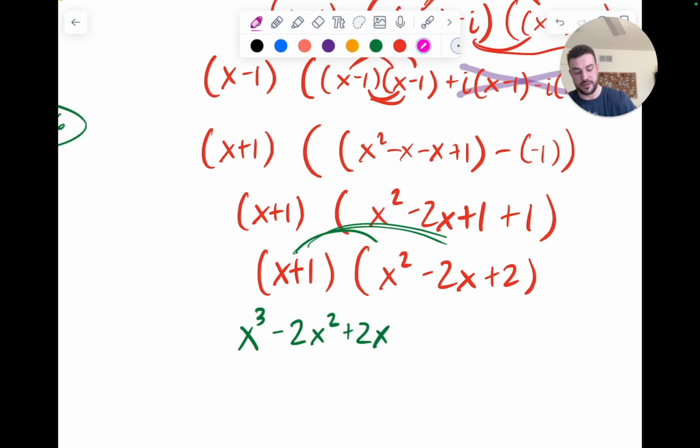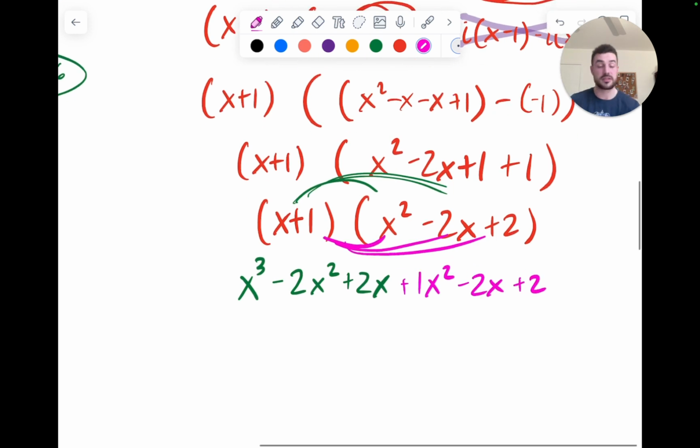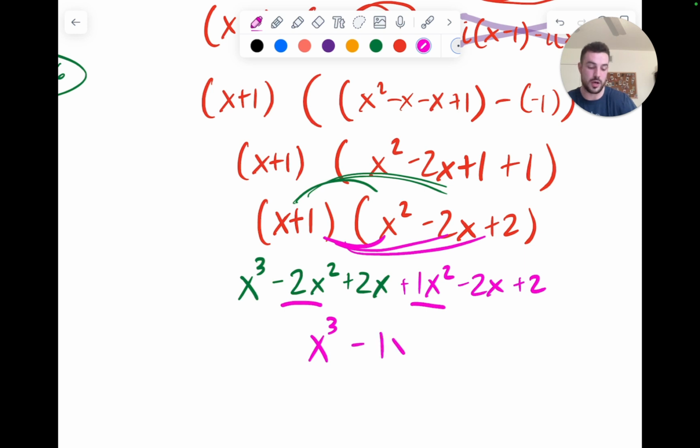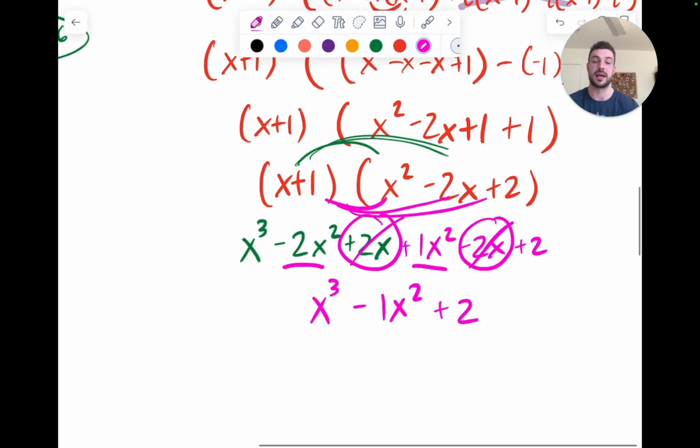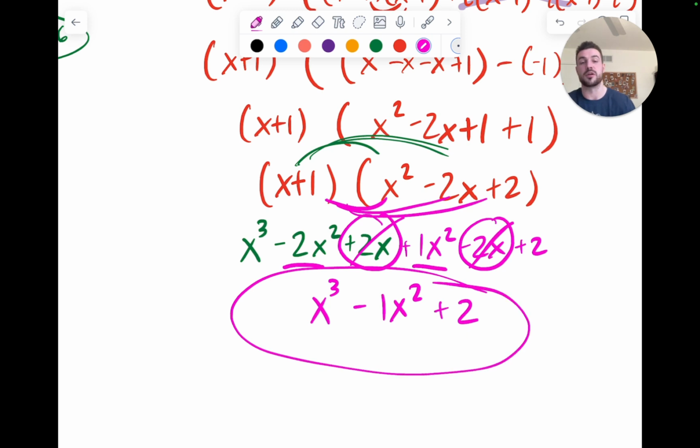I'm going to do the same thing with my 1. I'll have a positive 1x squared, a negative 2x, and then a positive 2. And now I just combine like terms and simplify. So I've got an x cubed in the beginning. Those are my 2x squares here. So I have minus 2x squared plus 1 leaves us with a minus 1x squared. I've got a plus 2x and a minus 2x, which will actually cancel each other out. And I have a plus 2 at the end. So this is our final polynomial.